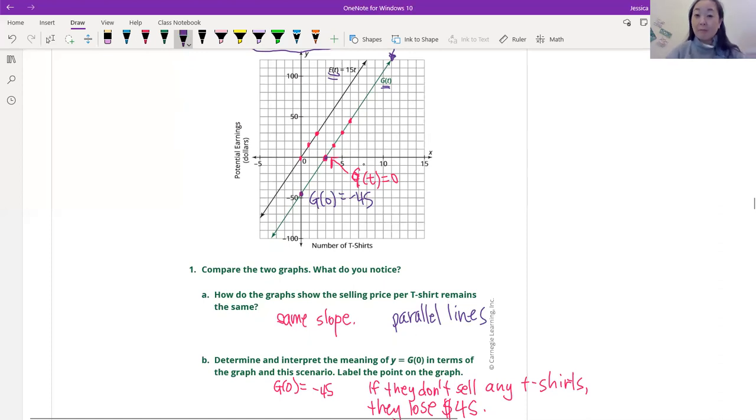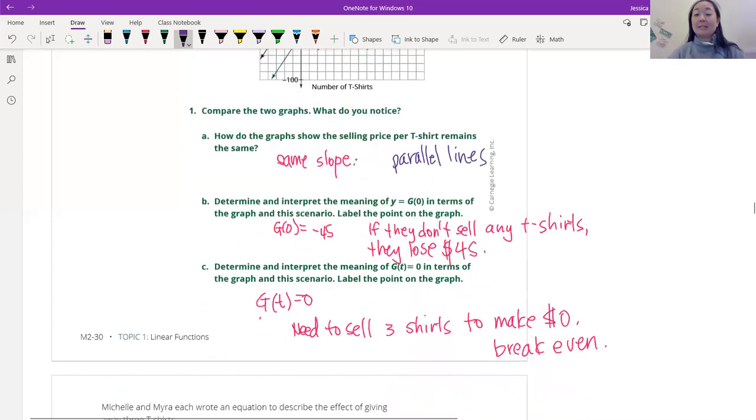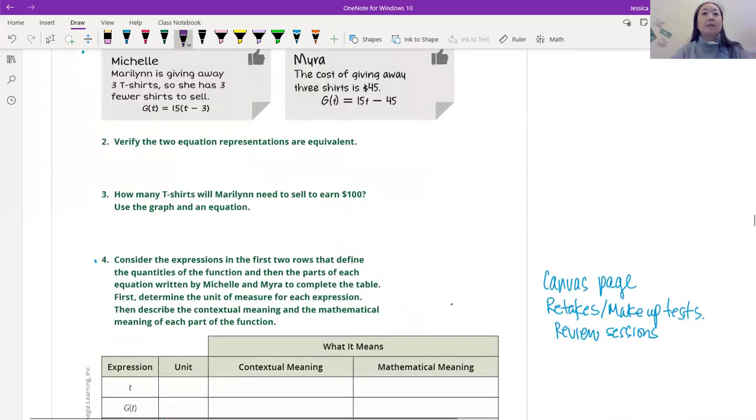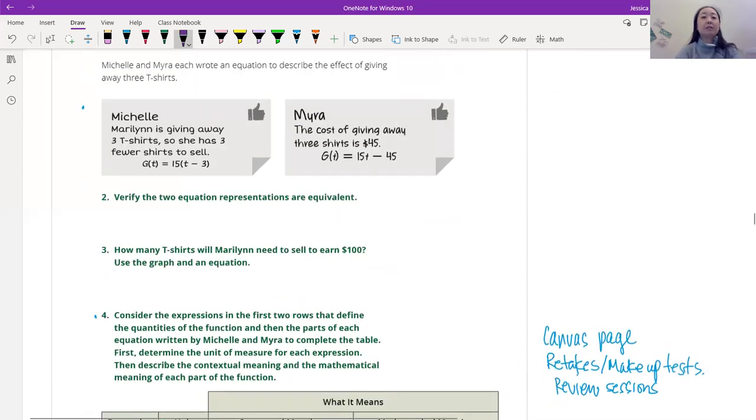But hopefully, because that raffle will sell more, right? That's the hope and that's the goal. So basically, again, I wrote it right here: need to sell 3 t-shirts to make $0 to break even, we would say. So here, we're just going to take a look at these 2 guys right here, Michelle and Myra.